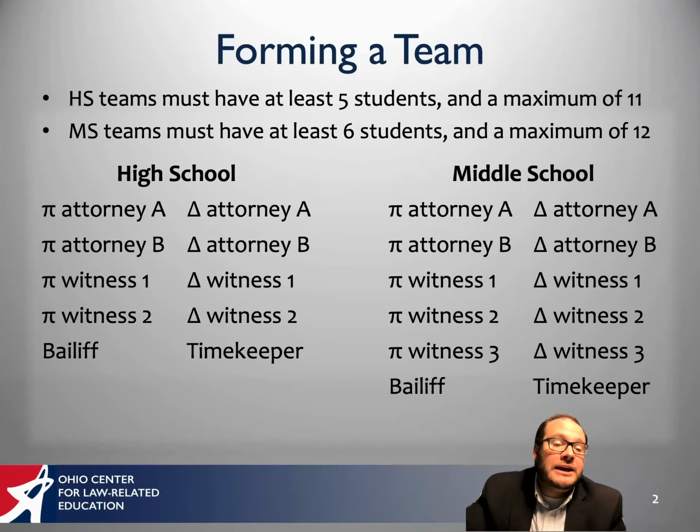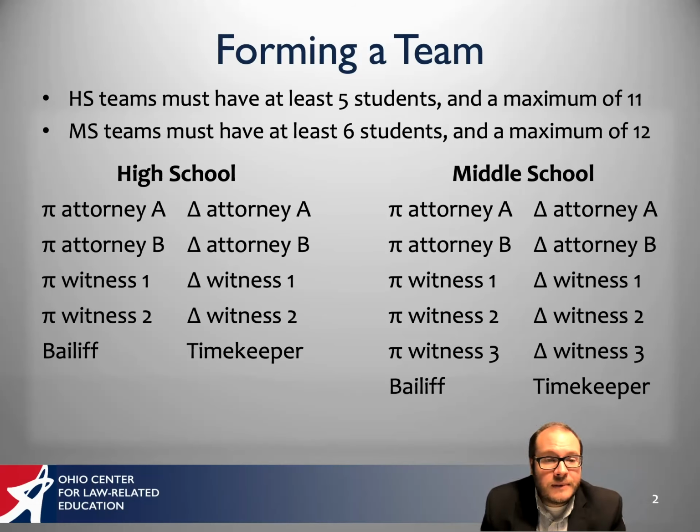It's important to know at the outset how teams are put together. As we've said throughout these videos, there are a couple of small differences between the high school and the middle school programs, and one of those differences is the way that students compose a team. A high school team must have at least 5 students and a maximum of 11 students. Middle school teams must have at least 6 students and can have a maximum of 12. When you look at the available roles that each team has, you'll understand that with 5 students on a high school team, every student is going to have at least 2 jobs to fill on the team. If you have 11 students, every student is going to have 1 role with at least 1 student as a backup.